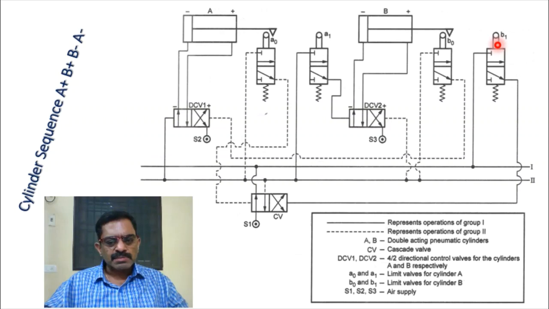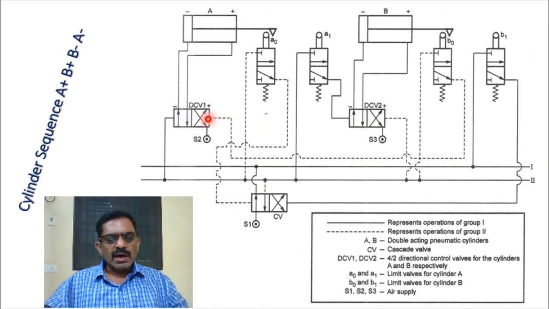limit switch. This B1 limit switch will actuate group 2, that is manifold 2. So this group valve, or cascade valve, will actuate the second group. Through this second group you are going to have B minus. So if you have B minus, that is B0, it is going to actuate your A minus. So there ends one sequence.